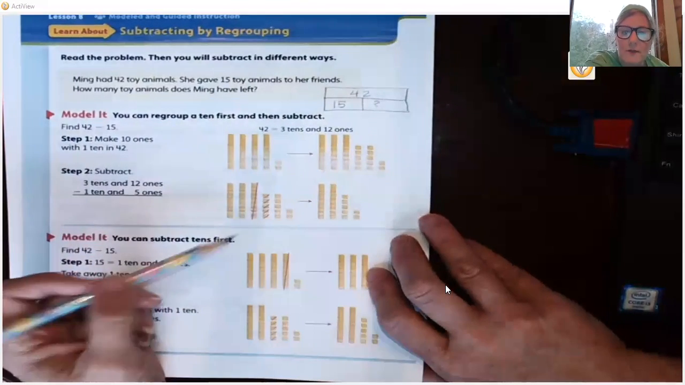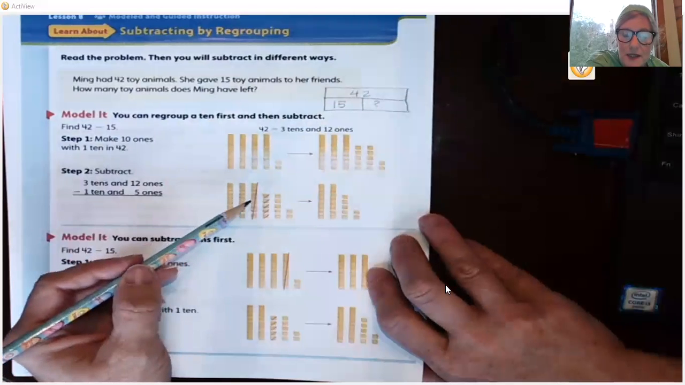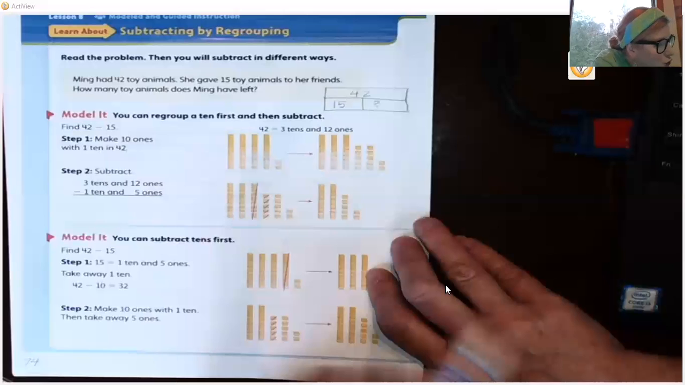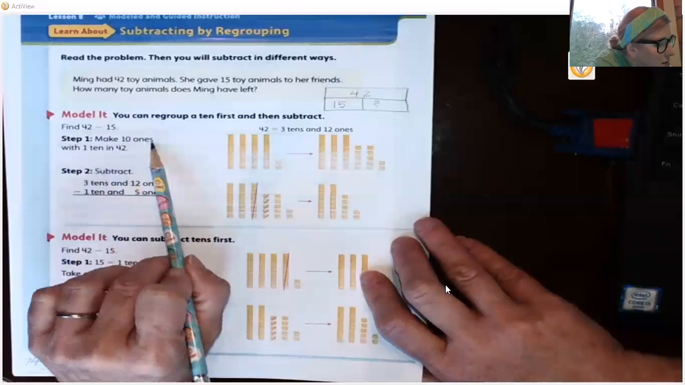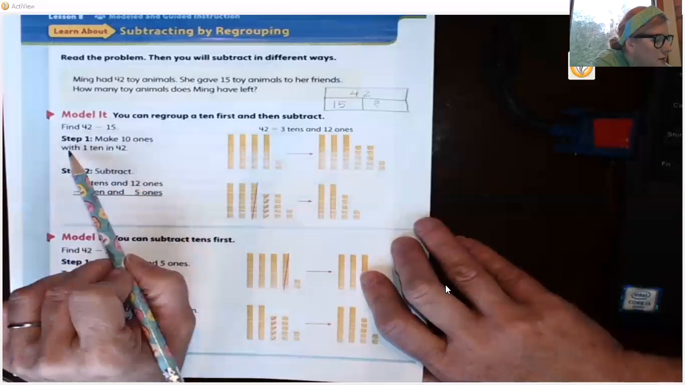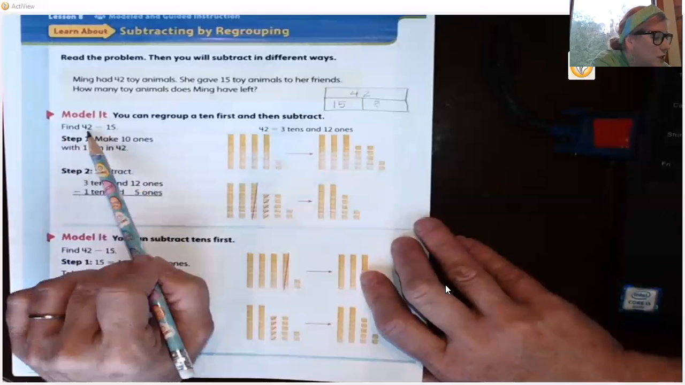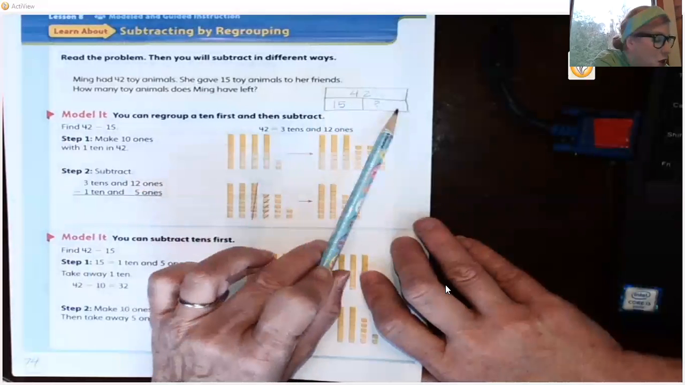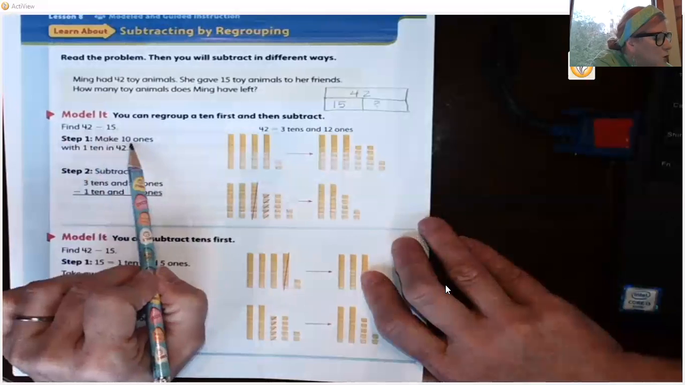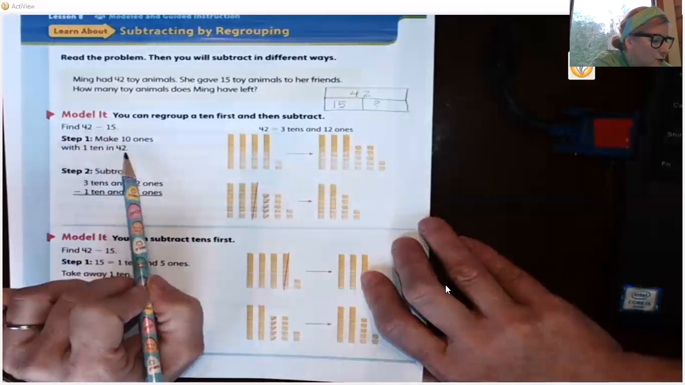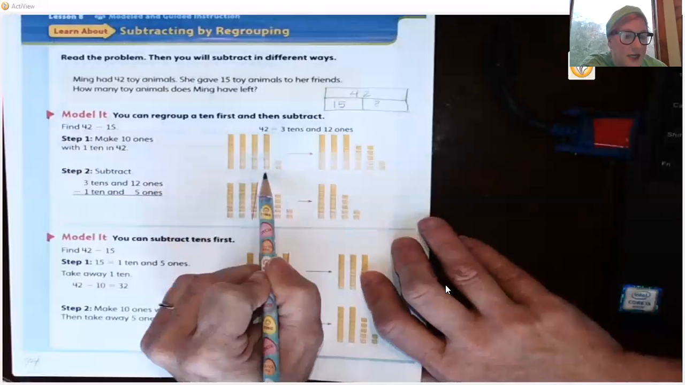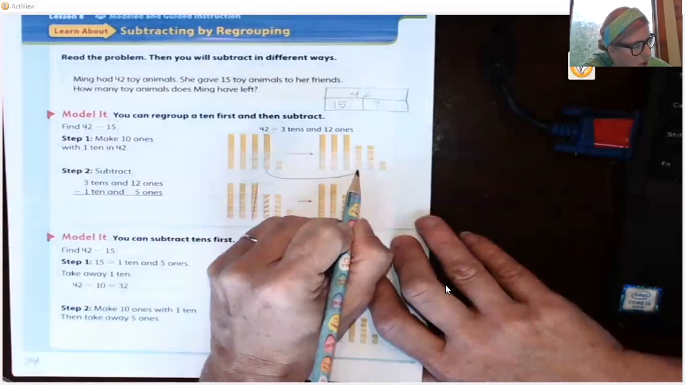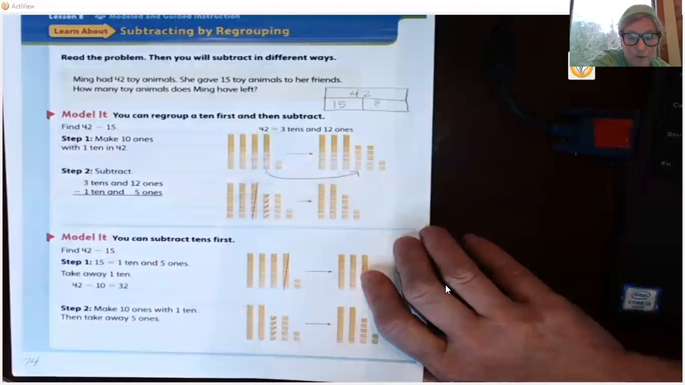So in regrouping, they are talking about taking the tens block apart and turning it into ones. So you could make 10 ones with, let me go back to the equation. It is 42 minus 15. So 42 minus 15 equals the unknown. Make 10 ones with 1 ten in 42. So basically you're taking this 10 and you are turning it into 10 ones right there.